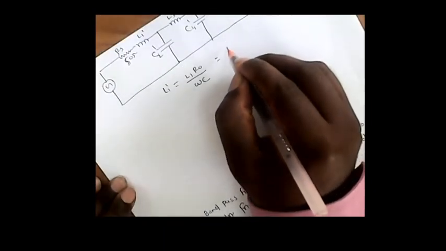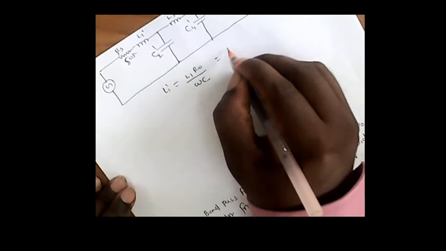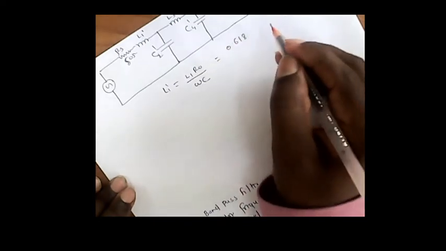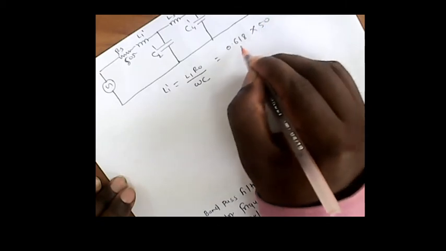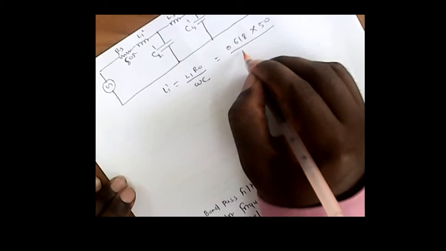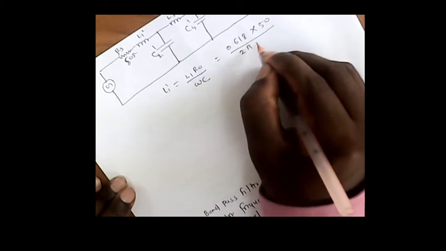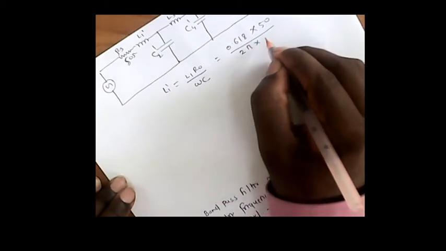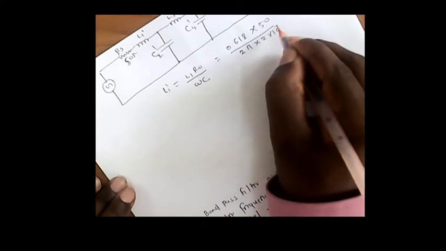So L1 dash is equal to G1 dash. So 0.168, which is taken from the value of G1 in the table, divided by omega C. Omega C, the cutoff frequency, is 2 GHz. So 2 pi into 2 into 10 to the power plus 9, which comes out to 2.44 nanohenry.